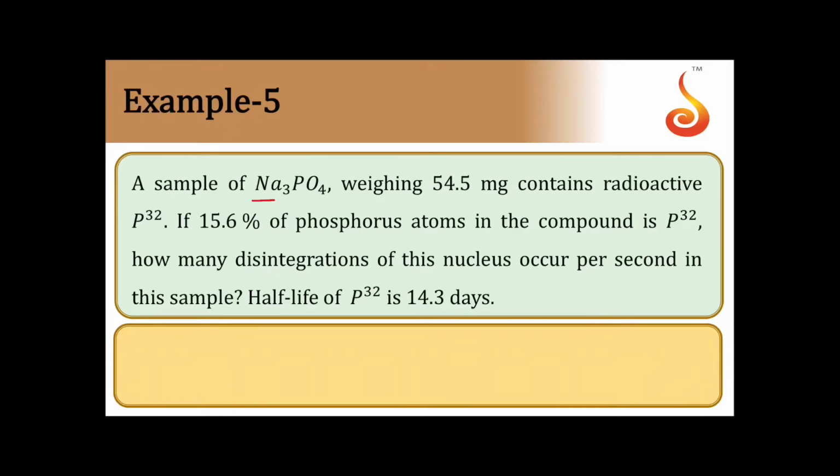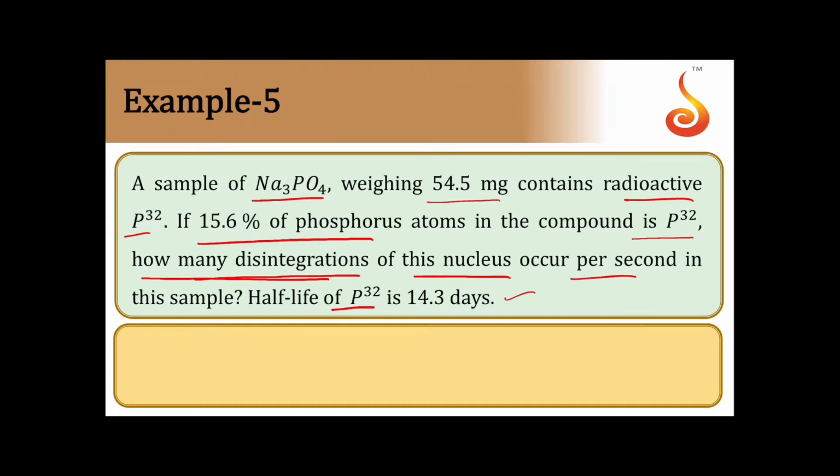A sample of sodium phosphate weighing 54.5 milligrams contains radioactive P32. If 15.6% of phosphorus atoms in the compound is P32, how many disintegrations of this nucleus occur per second in this sample? Half-life of P32 is 14.3 days. So we need to find out how many disintegrations, which implies we need to find out the activity of the phosphorus.